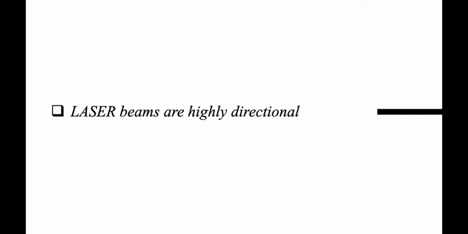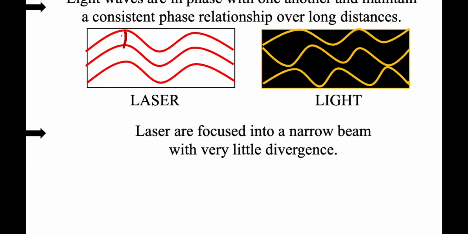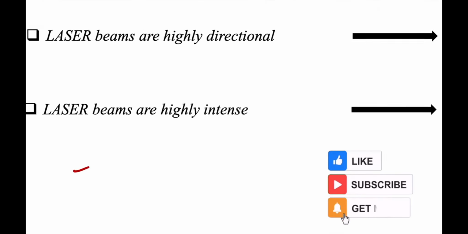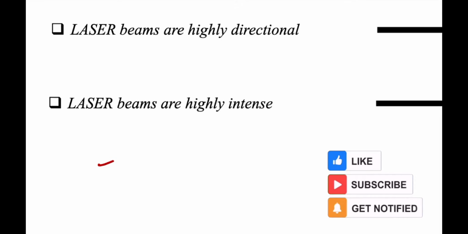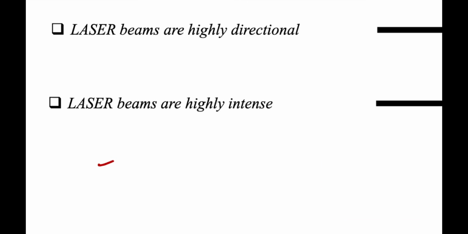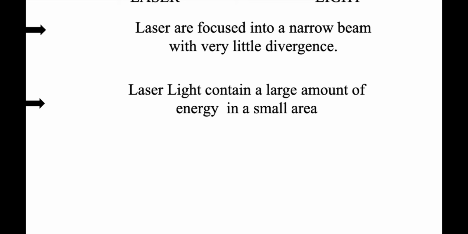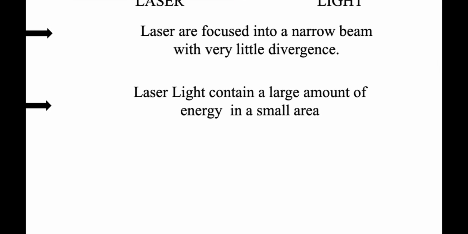Let us see the next characteristic of the laser beam. Laser beams are highly directional. That means laser light is focused into a narrow beam with very little divergence. The next characteristic is that laser beams are highly intense. That means laser light contains a large amount of energy in a very small area. These are the main four characteristics of a laser.